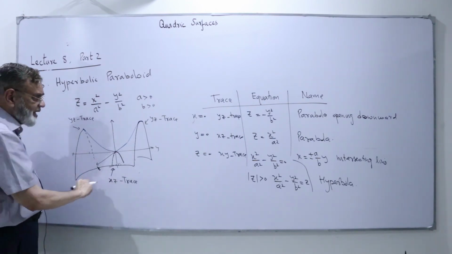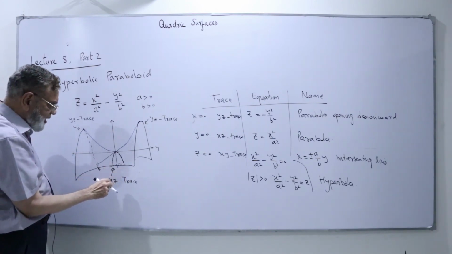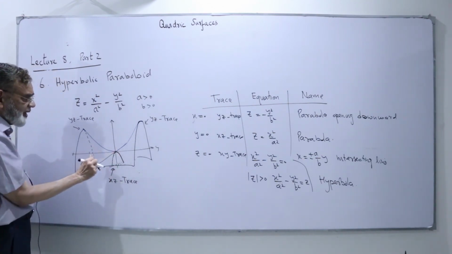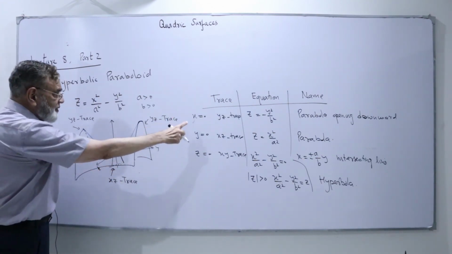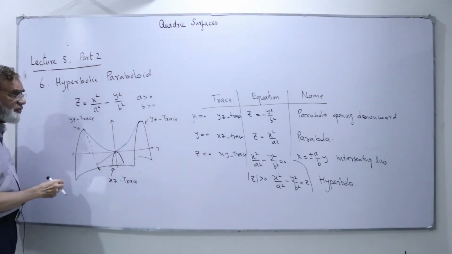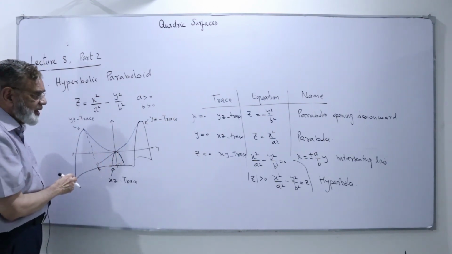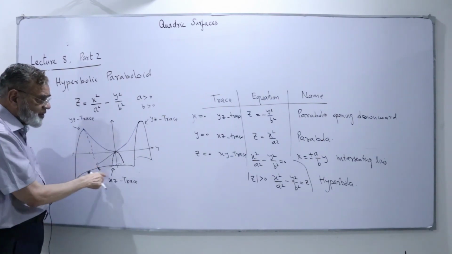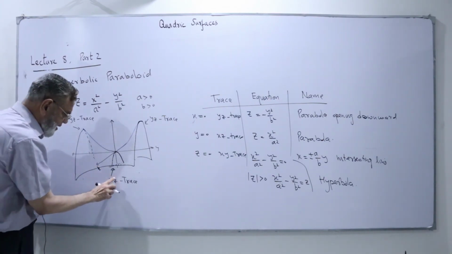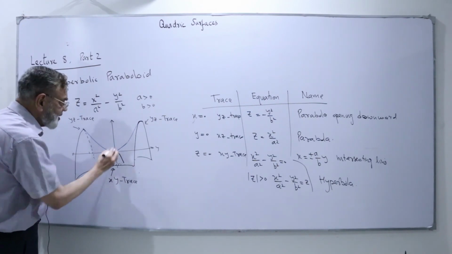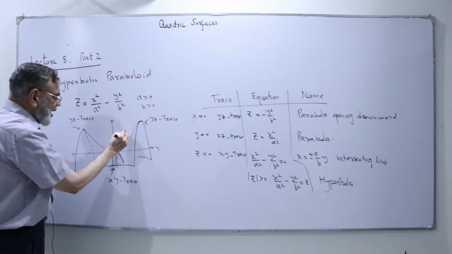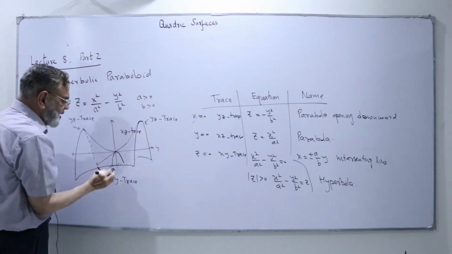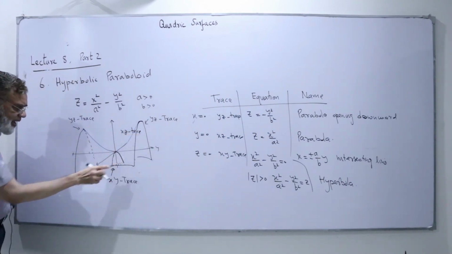And then we're having this xz, this is xz trace. These are our traces here. This is my hyperbola opening downward for different values of z. These are the values of different value of x and different values of y. We are having this parabola, and we're having this trace, xz trace, xy trace. This is my xz trace, and then I'm having here this is my xy trace.